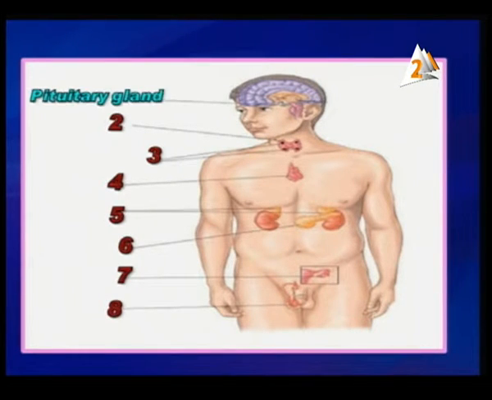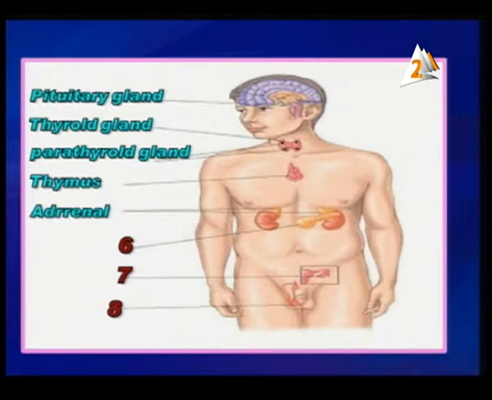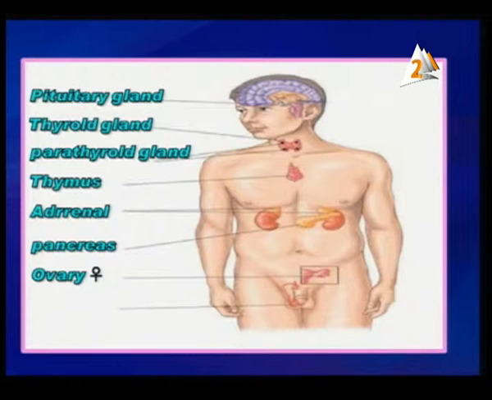First label, number 1, it is called pituitary gland. Number 2, thyroid gland. Number 3, parathyroid gland. Number 4, thymus. Number 5, adrenal gland or suprarenal gland. Number 6, pancreas. Number 7, ovary in females and testes in males.